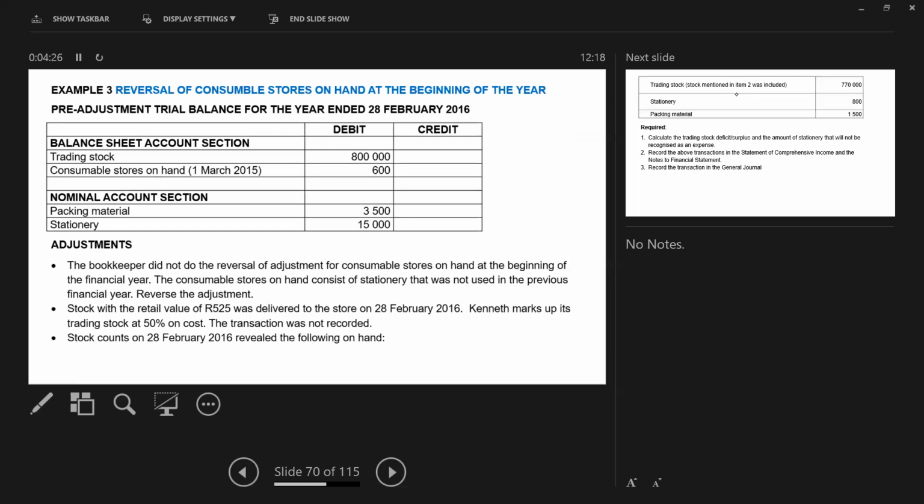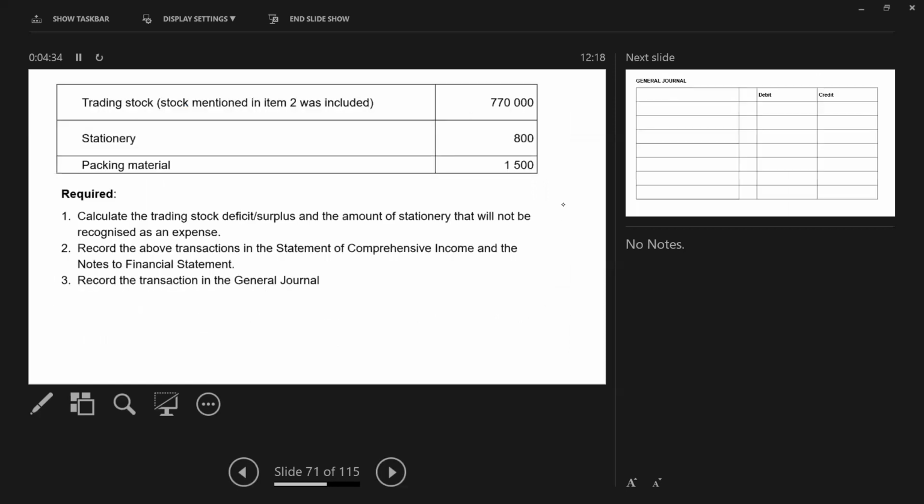They said the stock count on the 28th of February 2016 revealed the following on hand. Trading stock includes the stock that was mentioned in item 2, which was the stock that was purchased. So that was counted. In total, our trading stock counted will be 770,000, including that 350. And then they said stationery is 800 and packing material is 1,500. These are unused for this year. So stationery and packing material will make up what we refer to as consumable stores on hand.